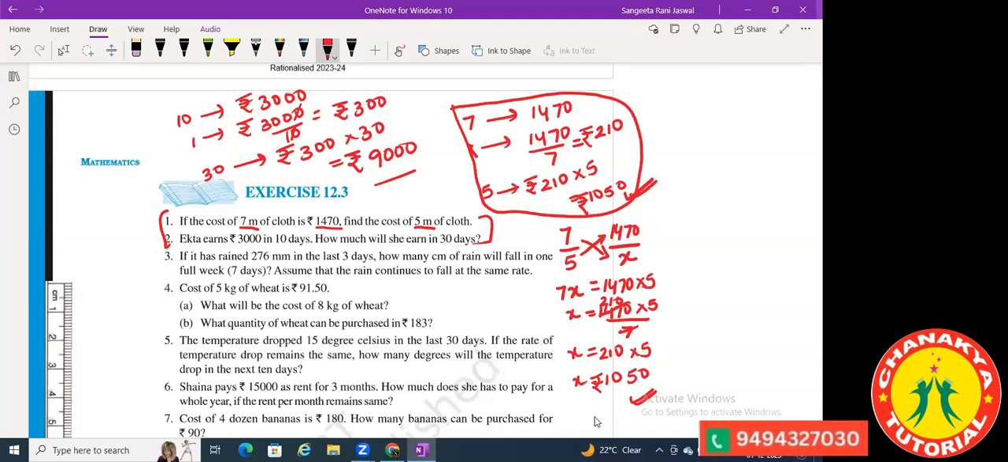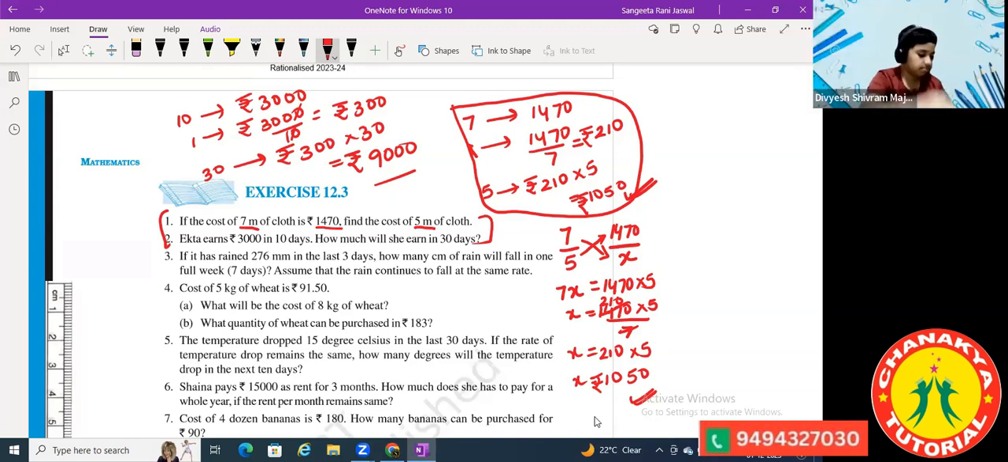Understood this much? I cross multiplied the ratios. I multiplied 7 with X and 5 with 1470. I got 7X, and on the other side I got 1470 multiplied by 5. Understood this much? Say yes or no. Did you understand this much? Yes.